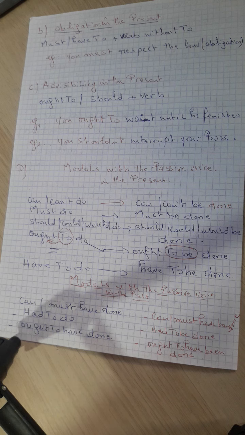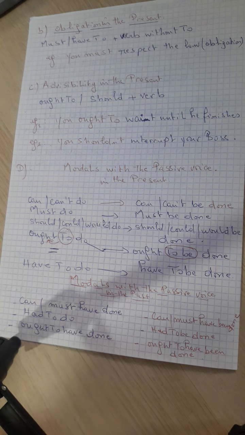So, if you have in the active form of the sentence can and can't, for example, he can do his work, and you want to put it in the passive form, you are going to say his work can be done. He can't do his work: his work can't be done. He must do his work: his work must be done. Should, could, would do his work: his work should, could, would be done.